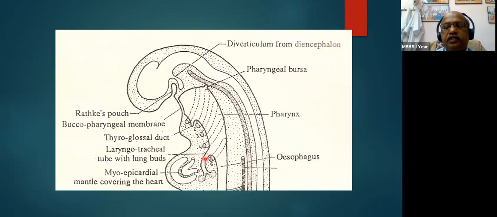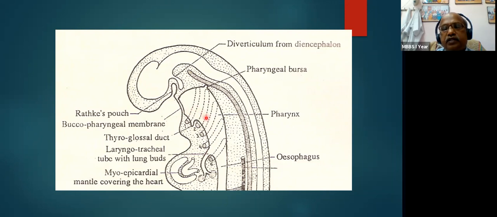After the formation of this respiratory diverticulum, your foregut is divided into the pre-laryngeal part, and caudal to that, the post-laryngeal part. That post-laryngeal part only gives rise to the stomach, and if you go down, the developing stomach and your proximal part of duodenum. So because of the formation of the respiratory diverticulum, your foregut is divided into pre-laryngeal and post-laryngeal parts. Same thing we are going to read once again in the head and neck while reading about the development of head and neck.